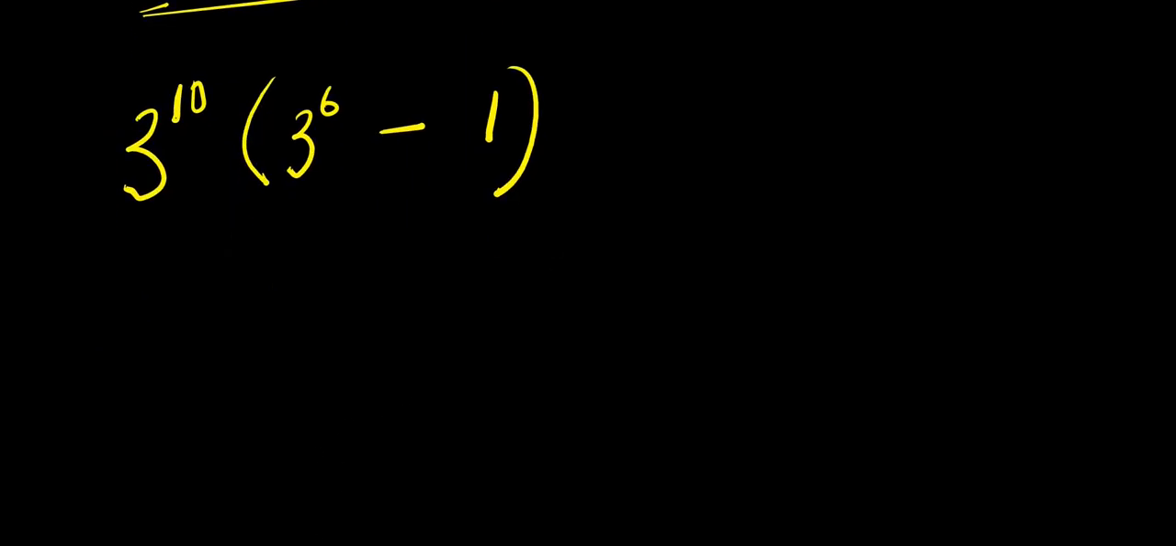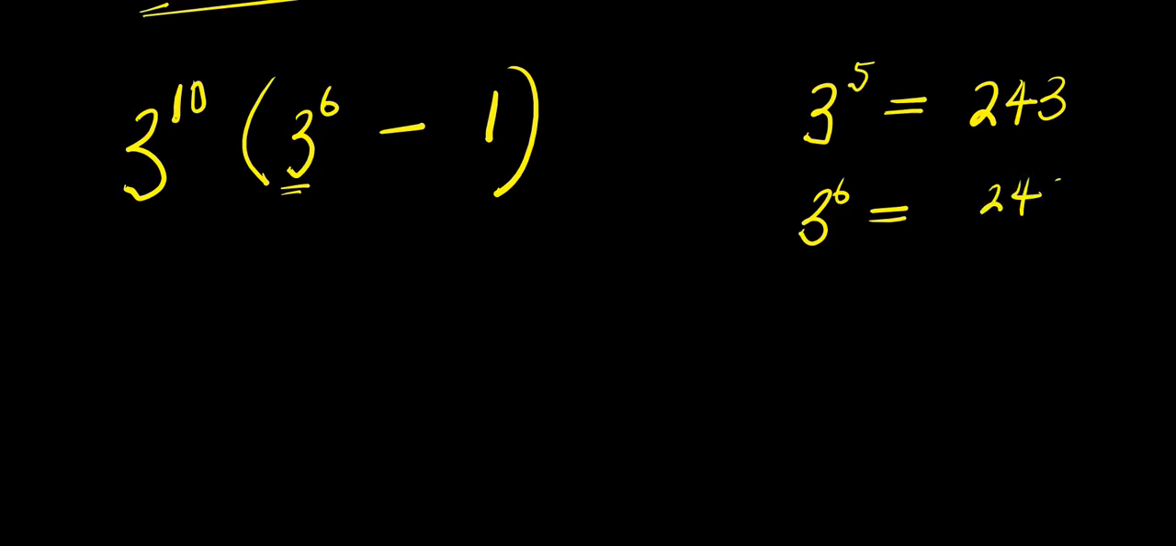So from here, we need to find the value of 3 power 6. And remember, 3 to the power 5 is 3 times 3 times 3 times 3 times 3, that is 243. So 3 to the power of 6 will be 243 times 3. 3 times 3, 9, 3 times 4, 12, 2 carry over 1. 3 times 2, 6 plus 1, 7. So that is 729.